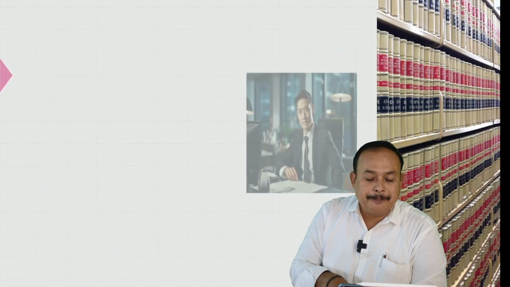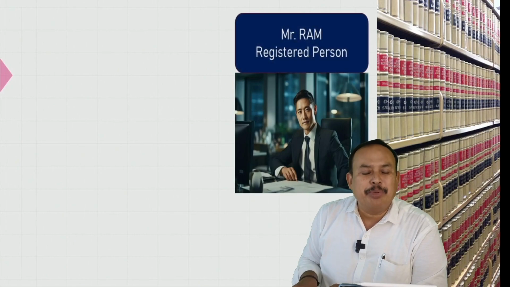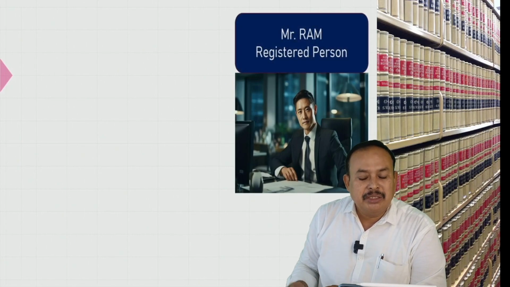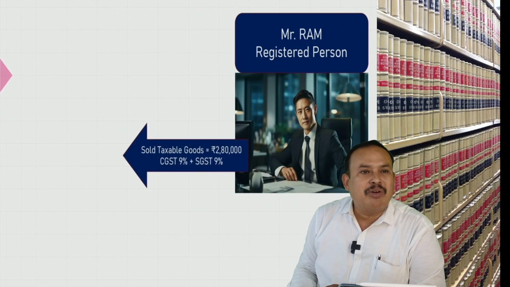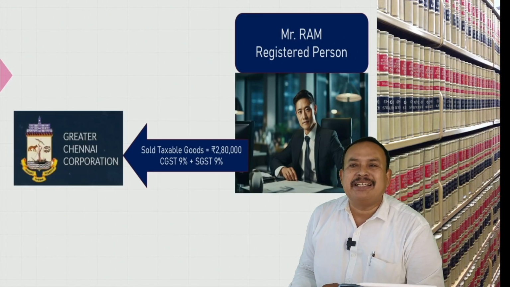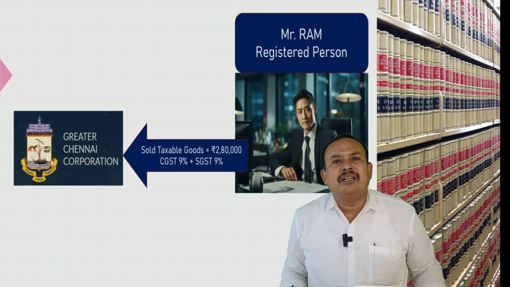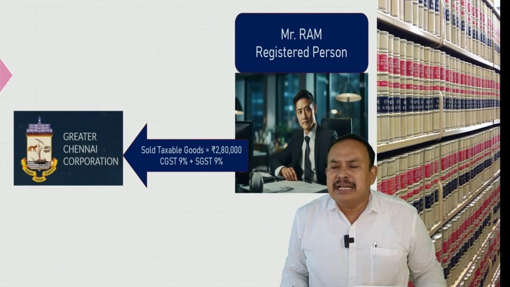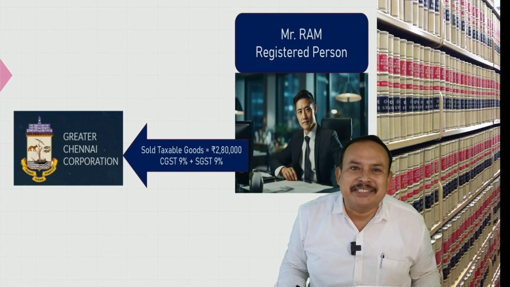Further, look here. One example I am telling you. Ram, a registered person, sold goods worth 2,80,000 to the Greater Chennai Corporation. The Greater Chennai Corporation is generally not liable to pay tax. They have not opted for registration.